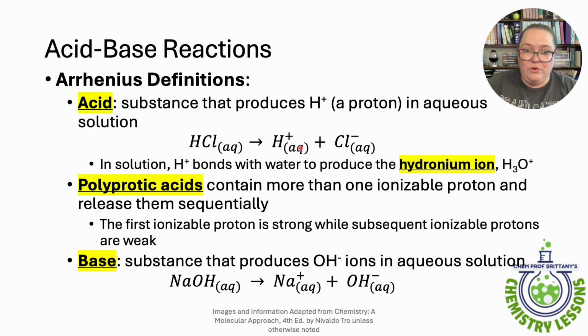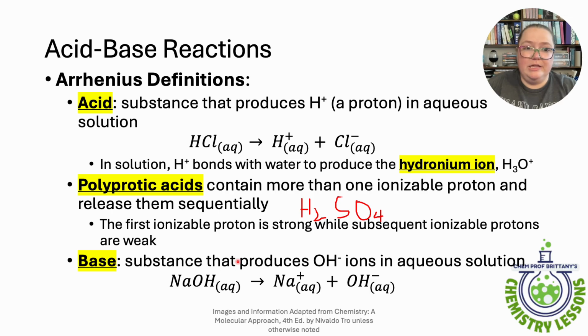Now, I've been giving you binary acid examples, HCl and HF. But there are also polyprotic acids that contain more than one ionizable proton and release them sequentially. An example of this would be H2SO4. Now we have two hydrogens that can break off. That would be a polyprotic acid. Poly meaning many, protic referring to the proton, or the H+, that pops off.